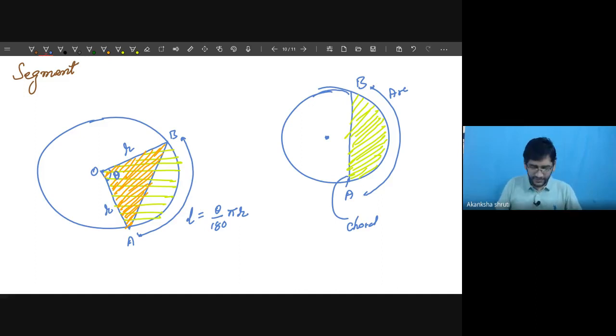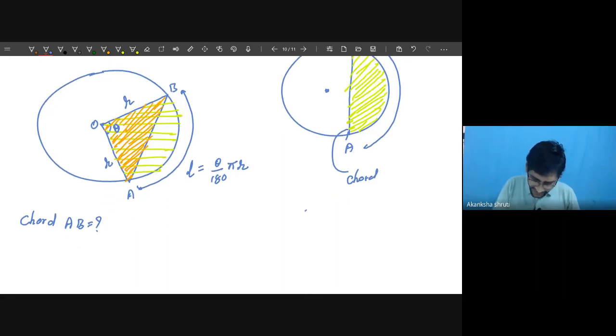So length is determined. Now how to determine this AB, the chord? AB is equal to what? For this, we are free to use the concept of trigonometry or geometry. A student, just understand this.